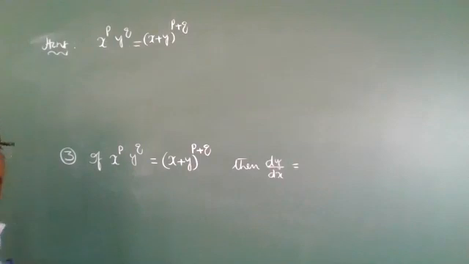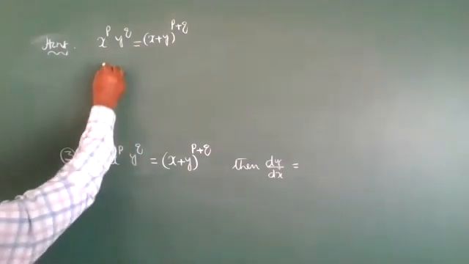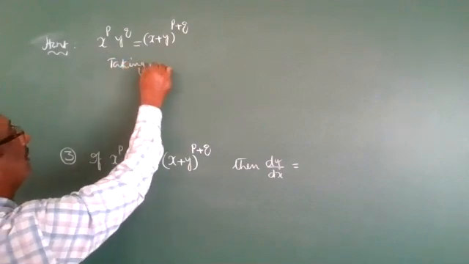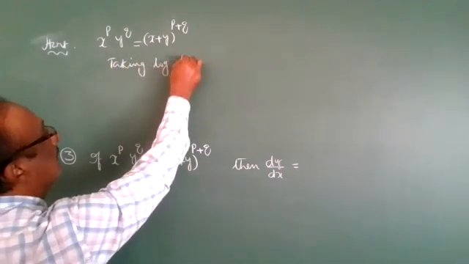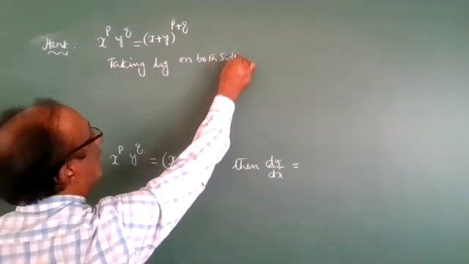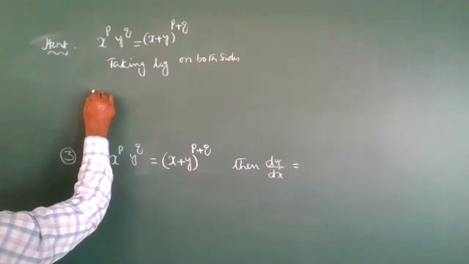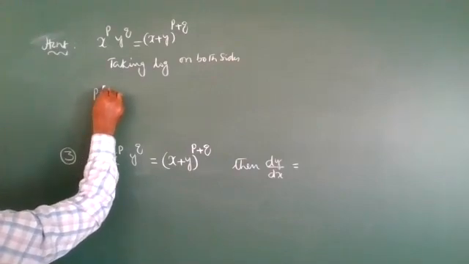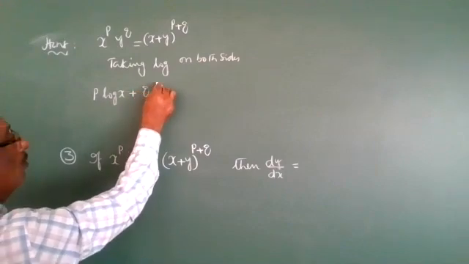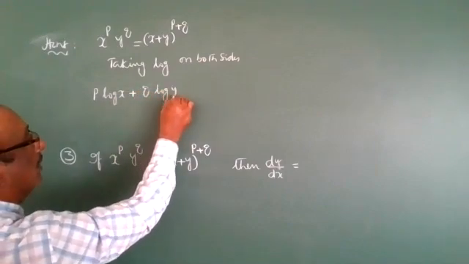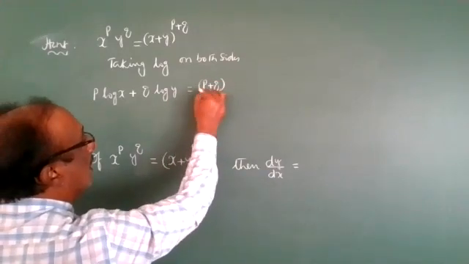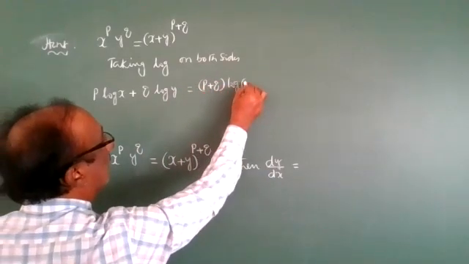I will take log on both sides. Taking log on both sides, it will very simply become p log x plus q log y is equal to (p plus q) into log of (x plus y).